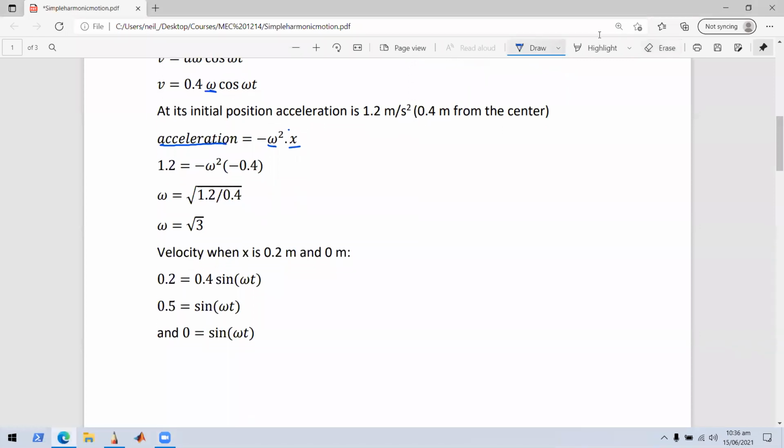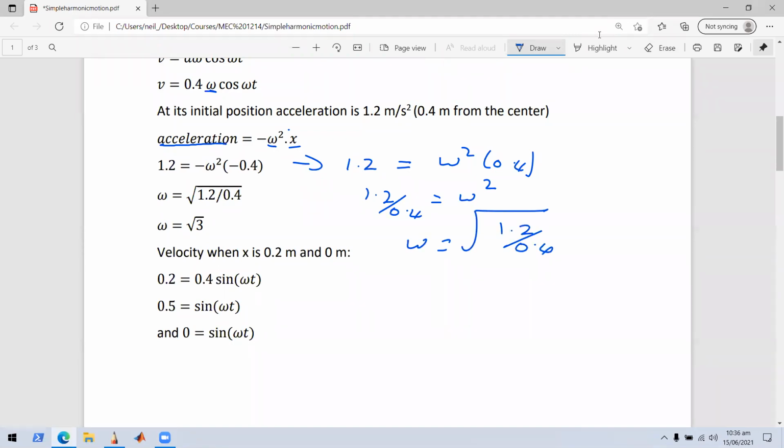All right, good. So after having that, we of course simplify, right? We end up with something like 1.2 meters per second squared is equal to omega squared times 0.4. Then that just simplifies to 1.2 divided by 0.4, which is equal to omega squared, right? So omega is equal to the square root of 1.2 divided by 0.4. 1.2 divided by 0.4, well, that's just like 12 divided by 4, right? Which is the square root of 3. Okay, so square root of 3.